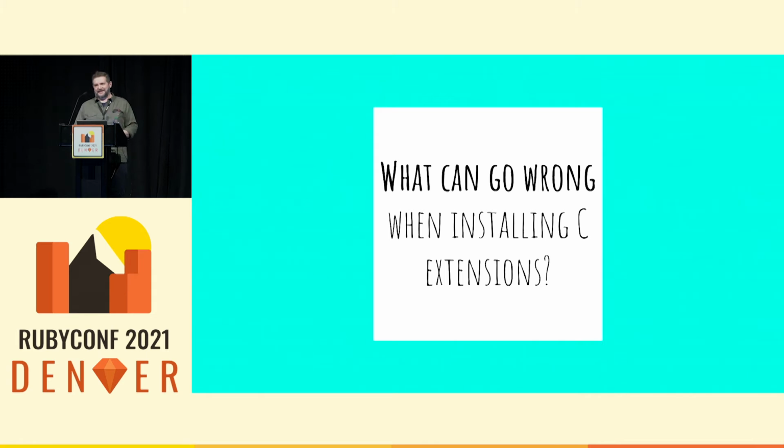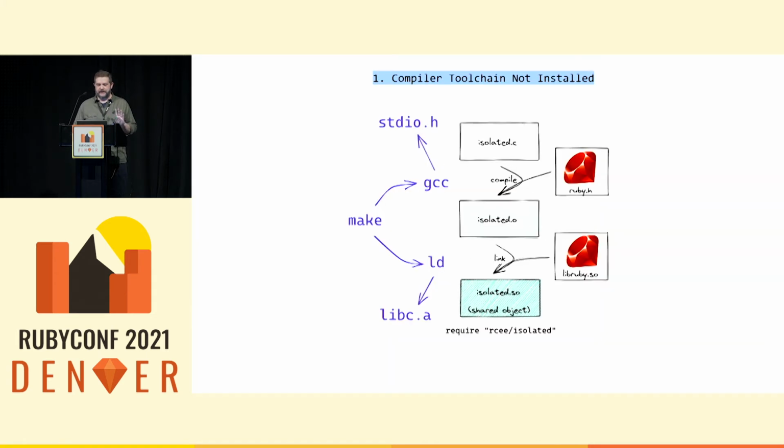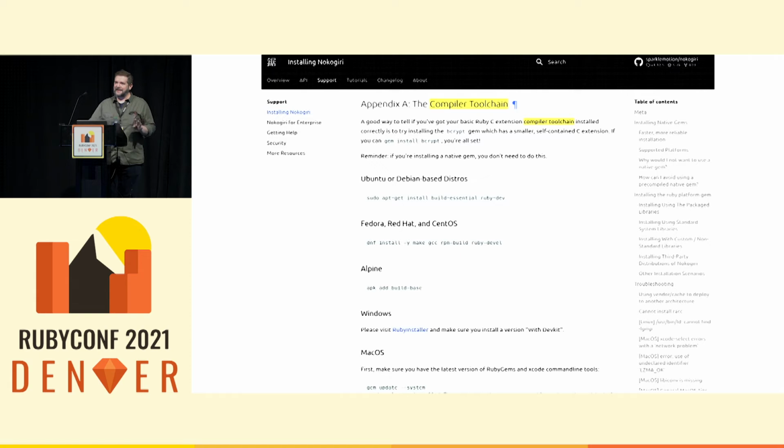Okay, there's a lot that can go wrong because that's a very complicated series of steps. The first thing, the most common thing that goes wrong, is people don't have a compiler toolchain installed. And by this, I mean you need to have make, you need to have a compiler, a linker, the system header files, and the system libraries. All need to be installed in the right place and be discoverable. Setting that up is such a common problem that Nokogiri actually has a separate subsection in its documentation for getting that installed. A lot of Linux distros will offer a meta package like build-essential to help you do that.